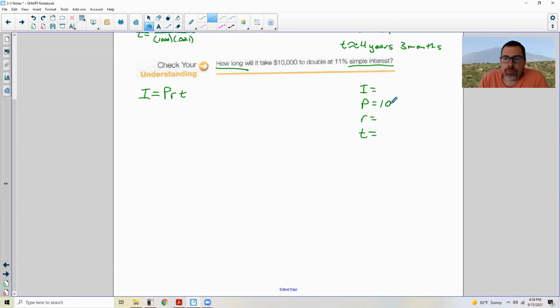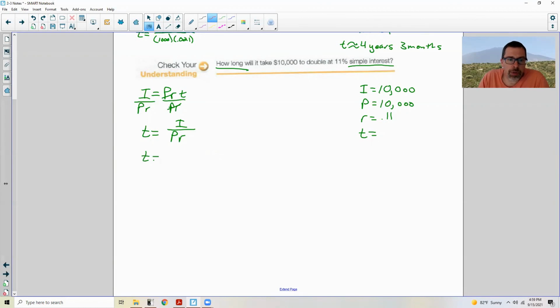$10,000 principal. Doubling is taking that amount of money and multiplying it by 2 or adding the same amount to it. So my interest is $10,000. So if I have a principal of 10 grand and I want to double it, I want $20,000. So therefore I need $10,000 worth of interest at 11% simple interest, which is 0.11. So we want to solve for T. So I'm going to divide by PR, both sides. The PRs cancel, and I get T equals interest divided by principal times rate.